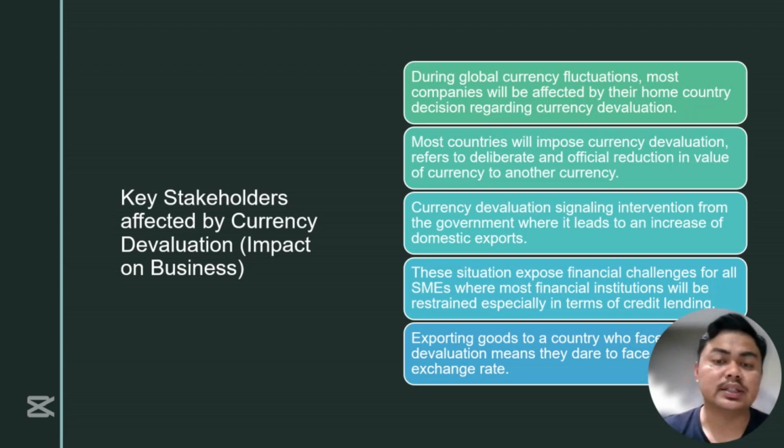Exporting to a weak currency country, or one currently facing currency devaluation, means they dare to face a high exchange rate. When the currency depreciates, so does the buying power of the people of the country. It is just more favorable and profitable to settle in a weak currency, while those exporters can lock in the exchange rates at the current level to prevent any uncertainty during the transaction process.